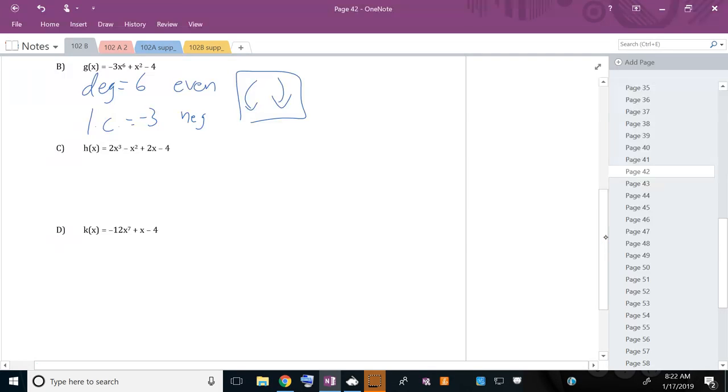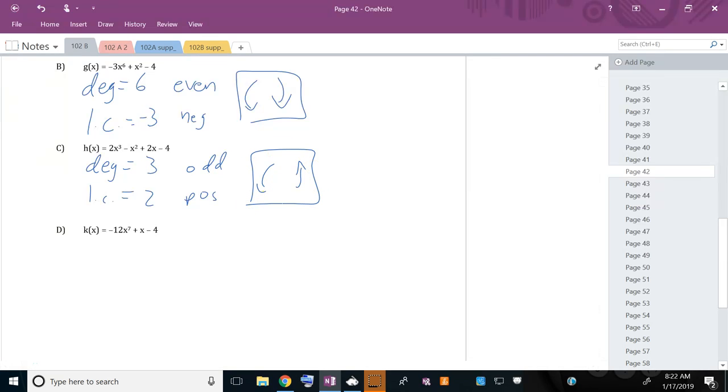My next one, I've got 2x cubed minus x squared plus 2x minus 4. So here, my degree is 3, and my leading coefficient is 2. So I've got an odd degree and a positive leading coefficient. So this will go down on the left and up on the right.